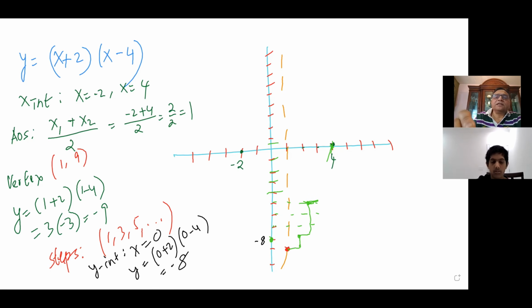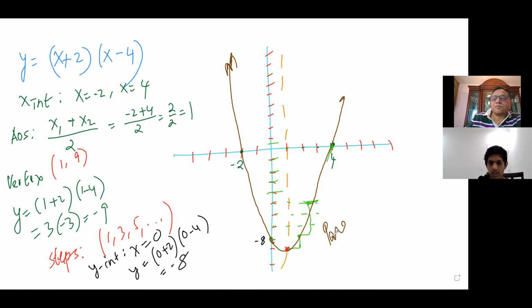And let me now join these points to sketch the parabola. So let me just do. Okay. Do you see that graph? So that becomes your parabola. So it is always a smooth curve. So make it a smooth curve, right?